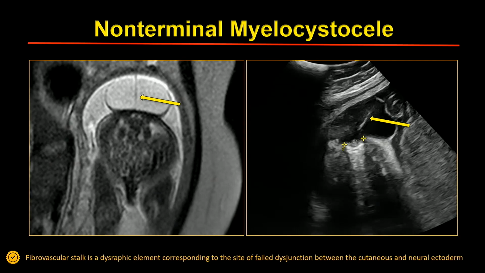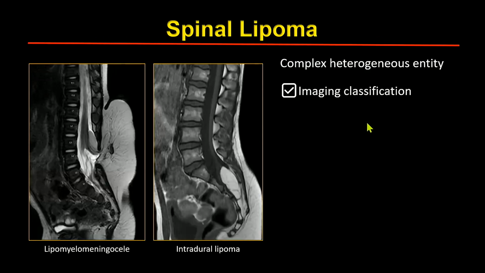It's somewhat low-lying, but this was a case of non-terminal myelocystocele, where you can see beautifully the fibroneurovascular stalk extending all the way. And this patient had no intracranial findings. And by the way, this finding can also be easily seen on an OB ultrasound. Moving on to spinal lipomas. According to me, these are the most common things I see in my day-to-day practice. They're very complex, heterogeneous entities.